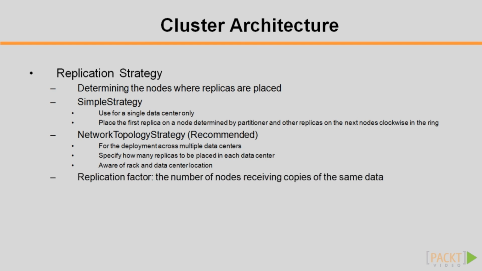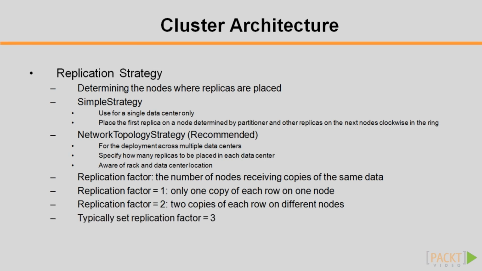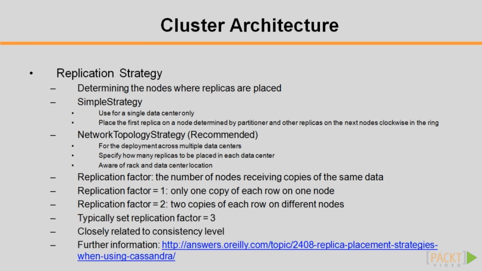In addition, the number of nodes receiving copies of the same data is configured by replication factor. That is, as already mentioned, its relationship with consistency level in quorum calculation. Typically, it's set to 3.